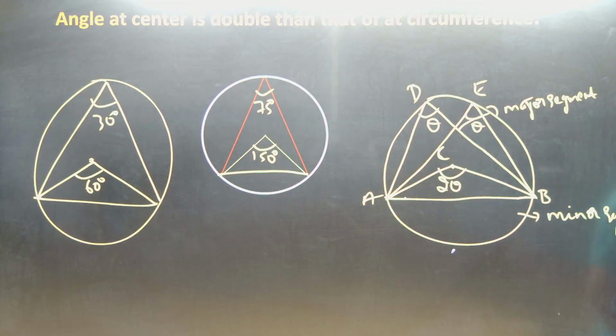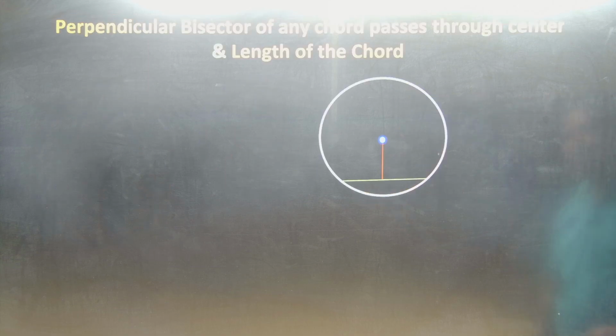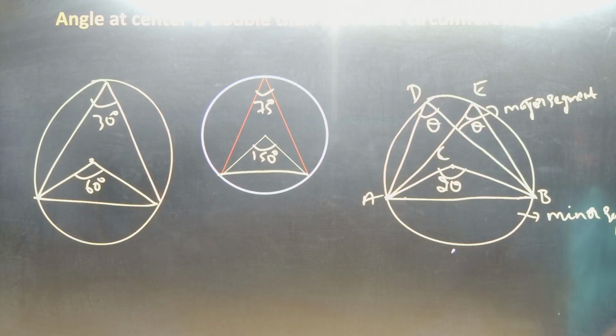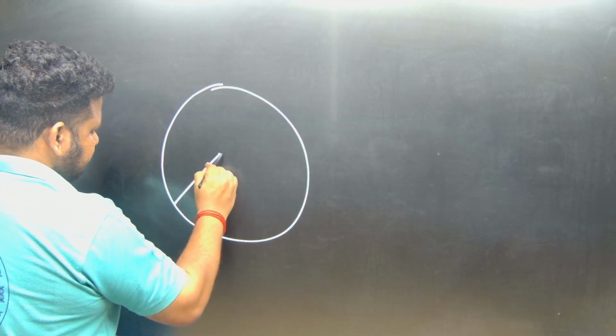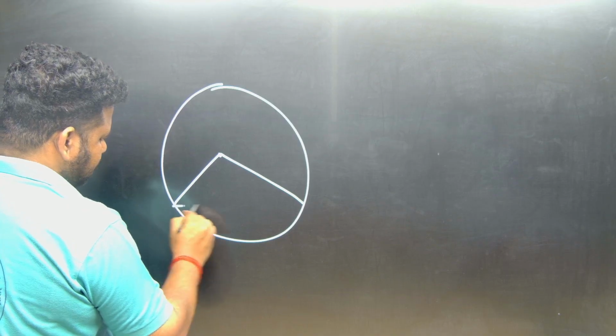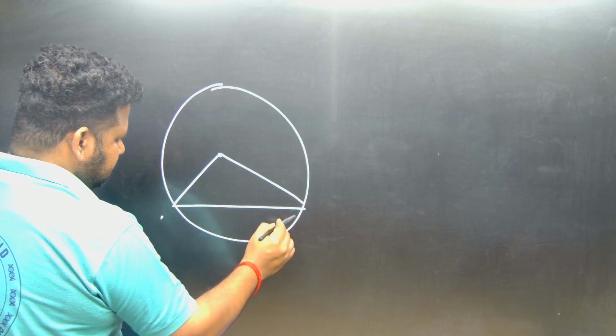Okay. Now, let us proceed. Based on this only, some more concepts are there. Before going to the bisector, let us see. So what did I tell you now? Suppose we have a circle, and there is a center. It is making an angle here, and there is a chord here. Let this chord be AB.